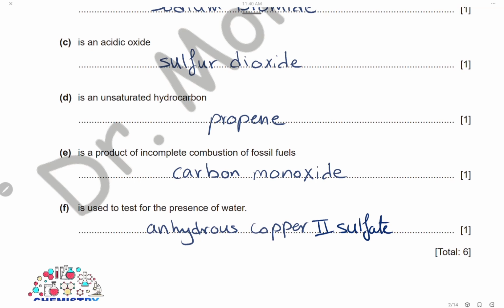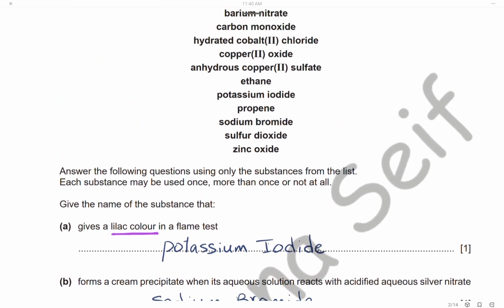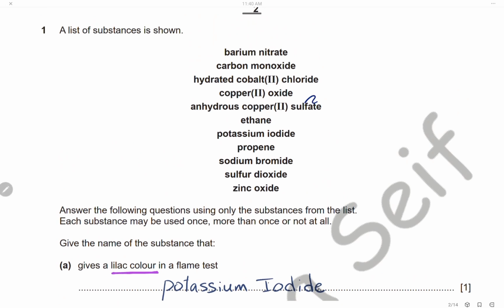Which substance is a product of incomplete combustion of fossil fuel? We know that we have two types of combustion: complete combustion that produces carbon dioxide and water, and incomplete combustion that produces carbon monoxide, water, and particulates. So the answer here is carbon monoxide.